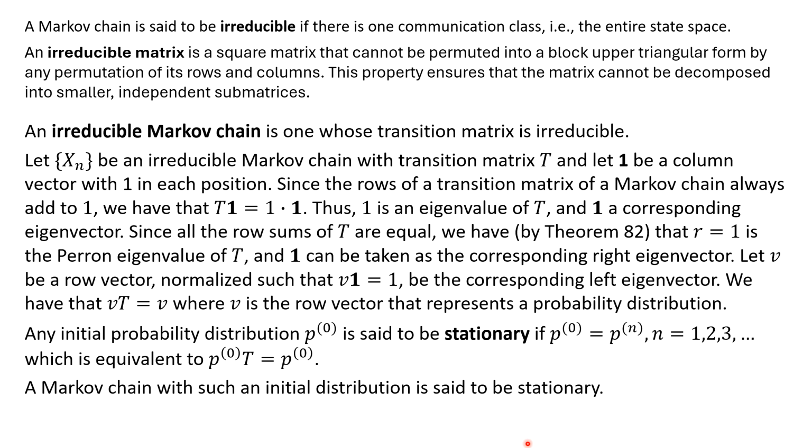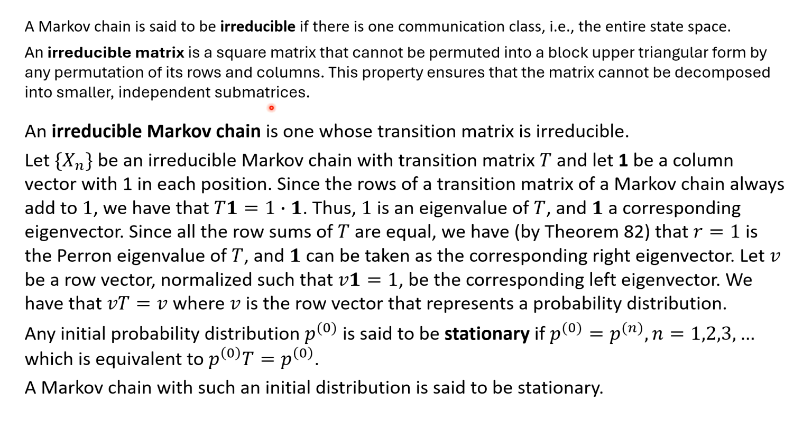I introduced the concept of irreducibility a couple of times in the previous lessons from this playlist, and I want to tie the definitions together here. In terms of Markov chains, we said a Markov chain is irreducible if it has one communication class. In other words, you can get from one state to any other state in a finite number of steps. And then in the lesson on non-negative matrices, I defined an irreducible matrix as a square matrix that cannot be permuted into block upper triangular form by any permutation of its rows and columns. This property ensures that the matrix cannot be decomposed into smaller independent submatrices.